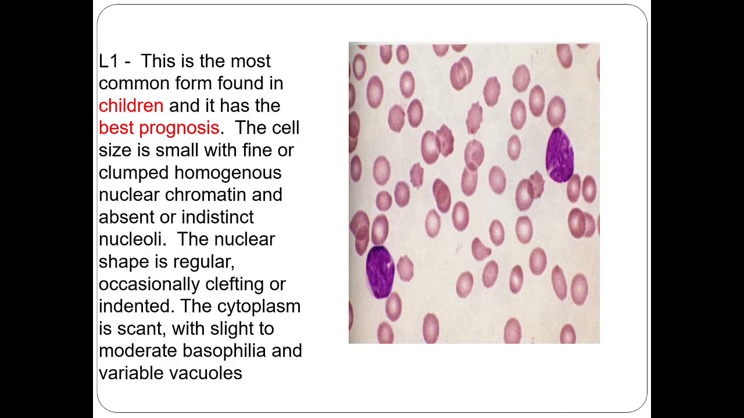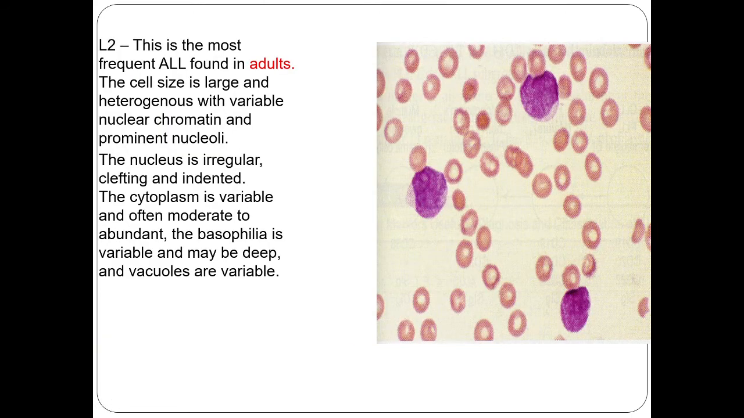FAB classification. L1 is the common form in children, with a better prognosis. The blast size is small with fine clumped homogeneous nuclear chromatin, absent or indistinct nucleoli. Nuclear shape is irregular, occasionally clefting or indented. The cytoplasm is scant with slight to moderate basophilia and variable vacuoles.